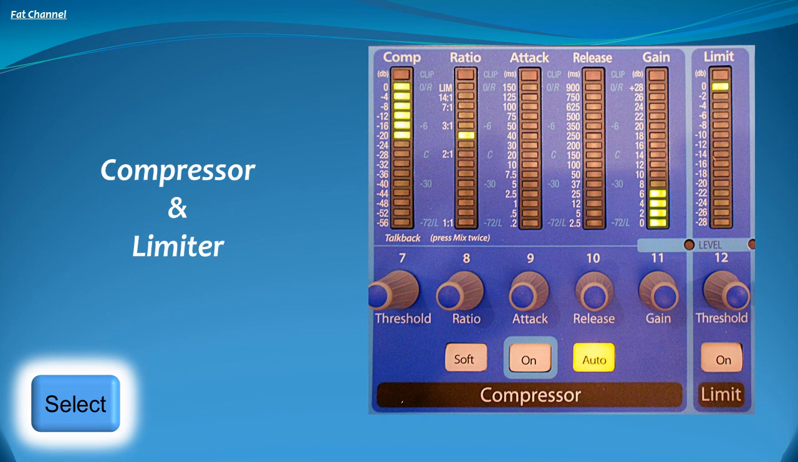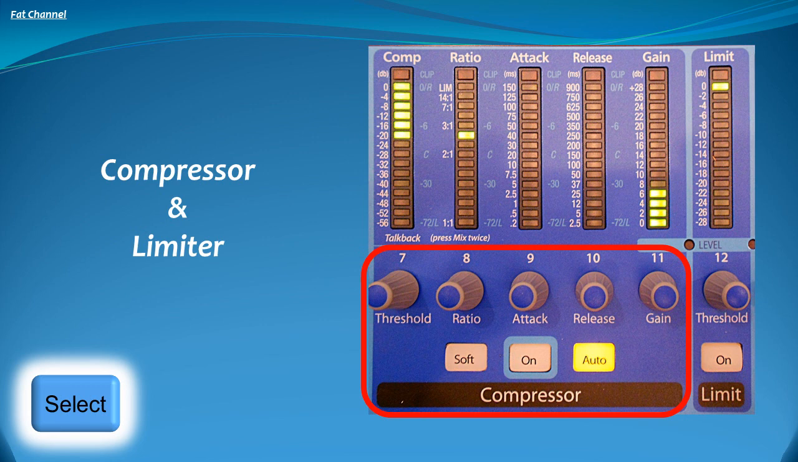Here is a close-up of the middle section of the fat channel. In this photo, we see the compressor and limiter controls. These are accessed via any of the select buttons. A compressor is used to compress the volume of a signal. It does this by reducing the volume of the loudest portions while leaving the quieter portions unchanged.